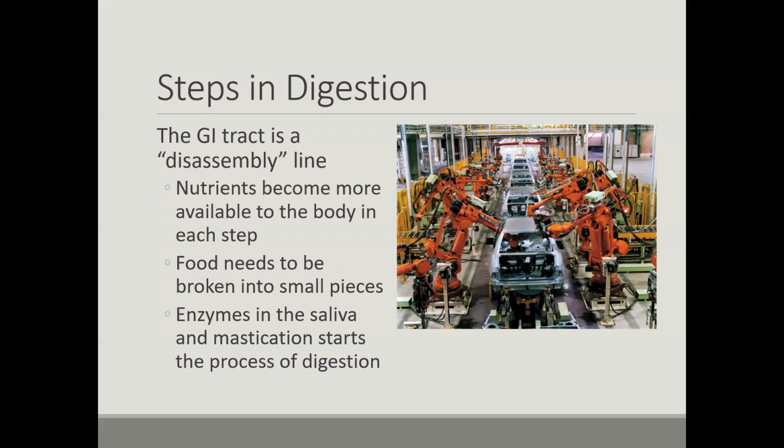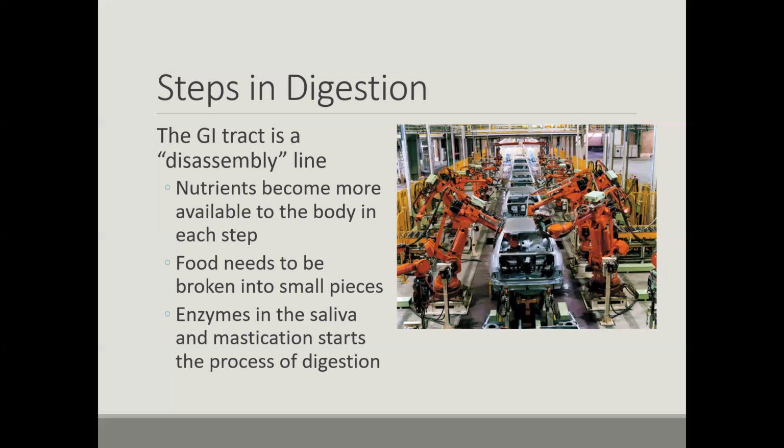Okay, so steps in GI. So your steps in digestion. Our GI system is pretty much like it says here, a disassembly line. Instead of assembling things, it's disassembling our food, breaking it down into all the things that we need, all of our nutrients, glucose for our energy, and vitamins and minerals and fiber, and then taking out the water. So it's disassembling everything that we need for either usefulness, or it just goes through our system or stores it for later.